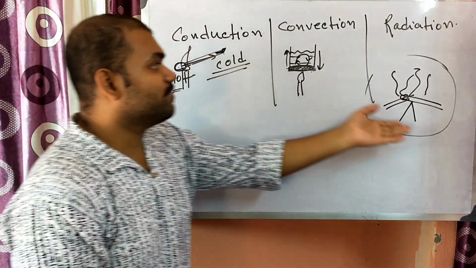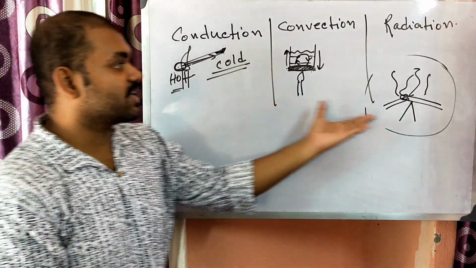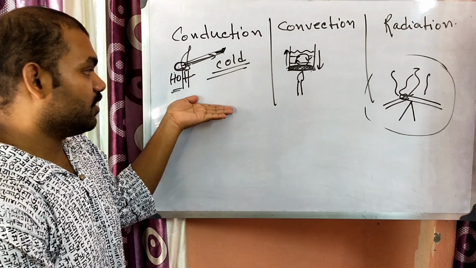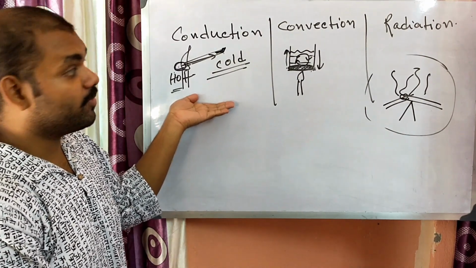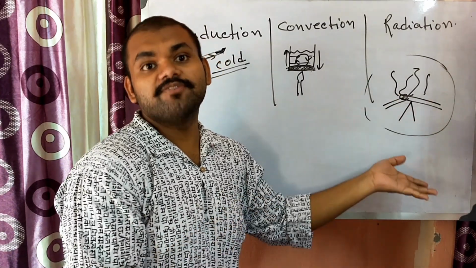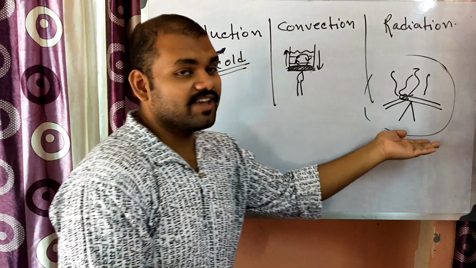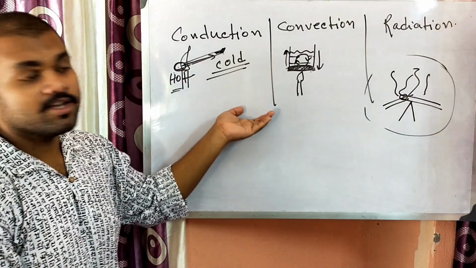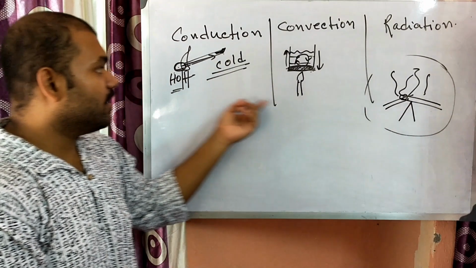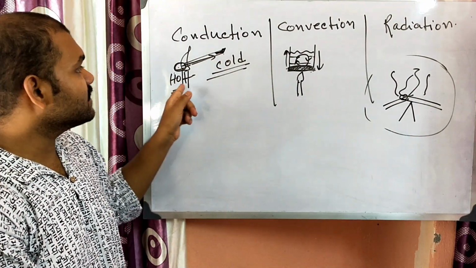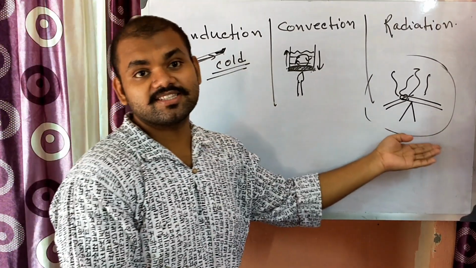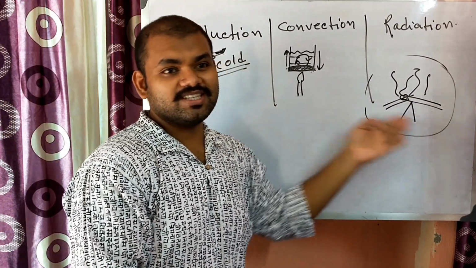Okay, so there is a basic difference between conduction, convection, and radiation. In conduction there is no mass movement, but in convection there is mass movement, and in radiation no medium is needed. This is the basic difference. And this process is very quick, but these two processes are slow in comparison with that. Another thing is, in these two cases a medium is required, but in this case no medium is required. So these are the basic things.